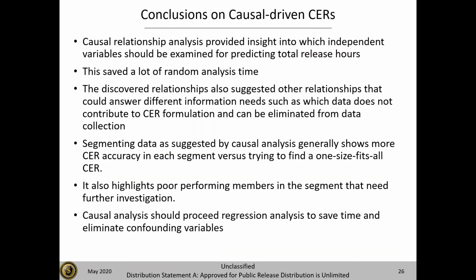So conclusions from the causal analysis: it did provide insight into which factors were important and which independent variables should be examined. It saved a lot of random analysis time. Before we did this, we were doing 101,001 different equations to try to figure out the factors that were important. So this let us narrow in and focus on those factors that were identified as important. It also helped us, in the third bullet, to look at which data is really important for CERs and which can be eliminated from data collection, which will simplify the questionnaires.